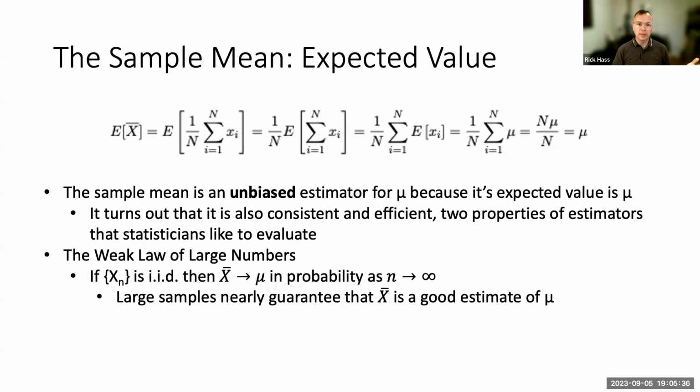One, the sample mean is what we call an unbiased estimator of the population mean, because its expected value is equal to the parameter that it's supposed to be estimating. That's a very important property of an estimate. The second, as I said, is the weak law of large numbers: the sample mean tends to mu as n tends towards infinity. So large samples nearly guarantee that x bar is a good estimate of mu.